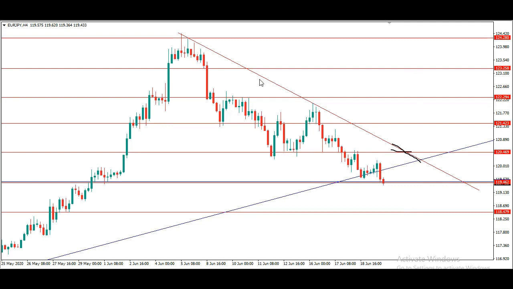Now, as long as price is below this trend line, it remains resistance, and we will continue to expect to see price drop further. But if I would have a daily close above this whole area of structure, then it means we'll most likely be seeing continuation to the upside. So that's going to be all on Euro JPY. Let's go to pound card.